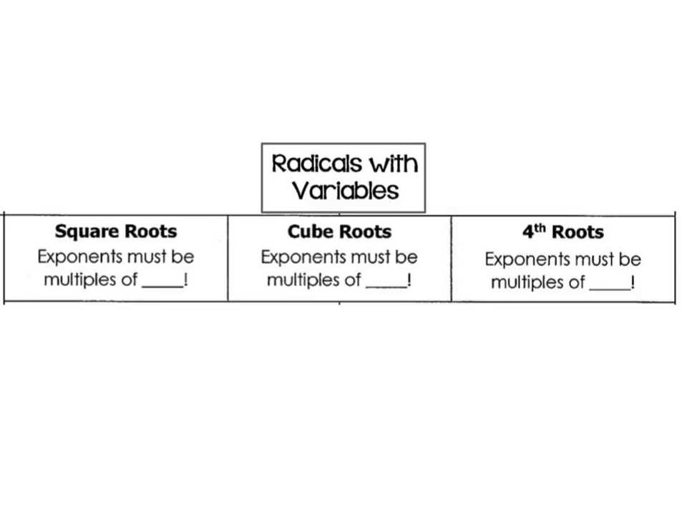All right, now when we're dealing with radicals with variables, in order to simplify them, there's a couple things we need to remember. Square roots, exponents must be multiples of 2. Cube roots, the exponents must be multiples of 3. And 4th roots, the exponents must be multiples of, you guessed it, 4. All right, so let's see a couple examples of how we do this.